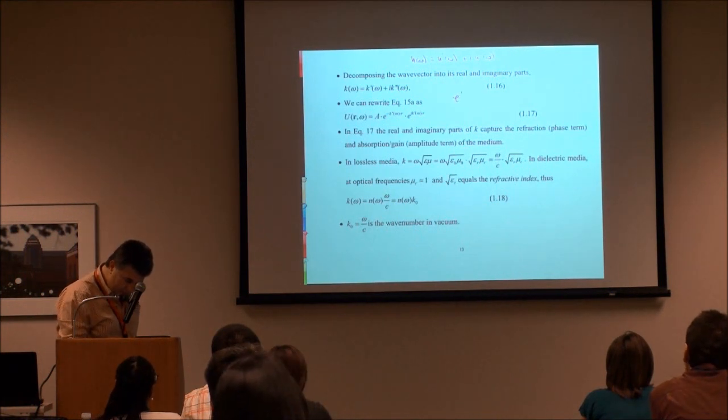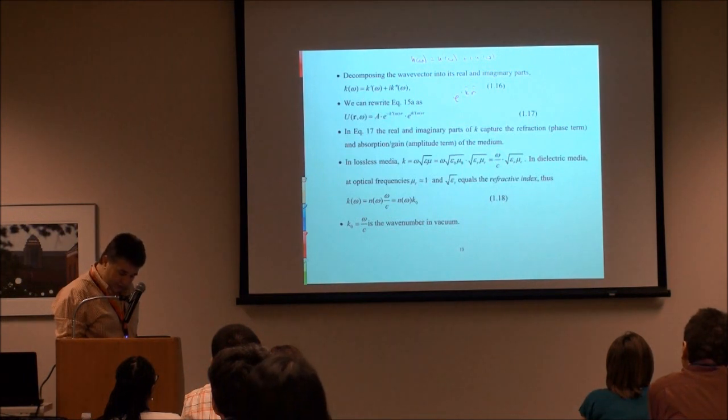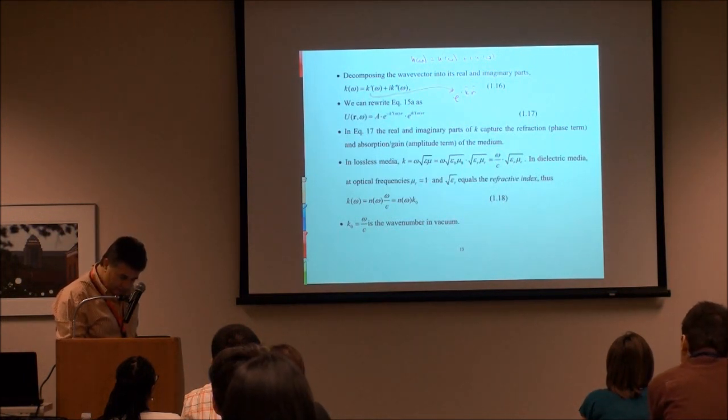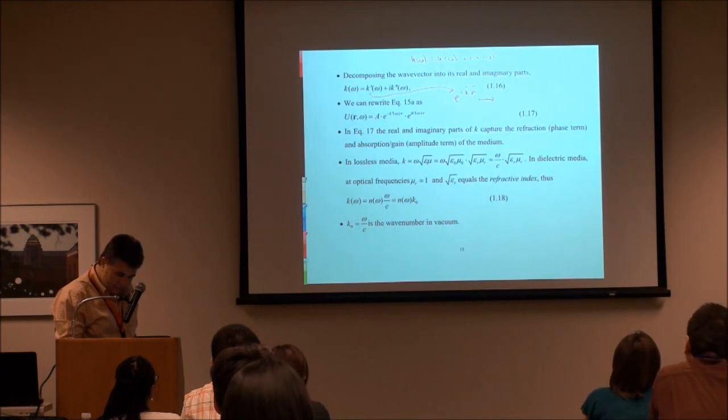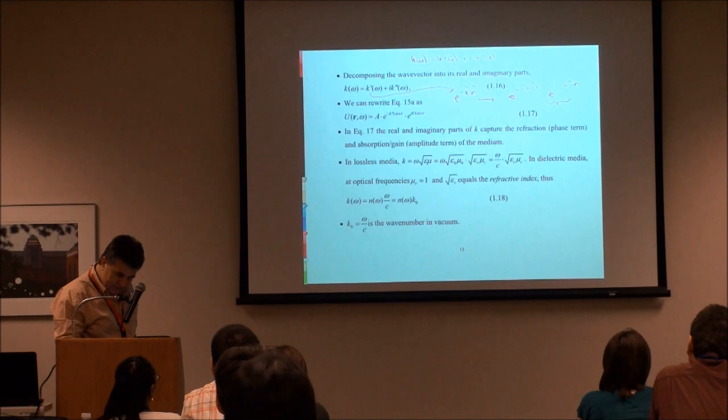So we had something like e to the i k r. Right? If I plug this in here, I'll get an i from here with an i from here. I get e to the minus i k prime r times e to the, or plus, and then e to the minus k double prime r. So basically this is the amplitude part and this is the phase part.